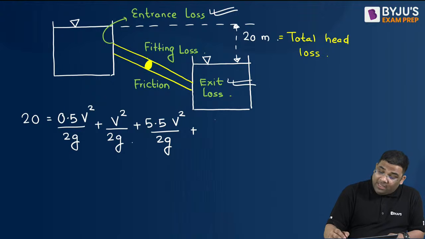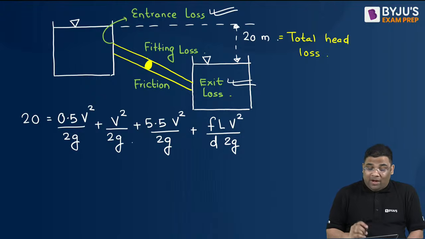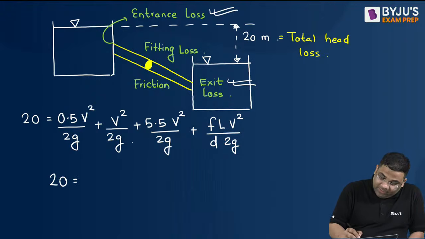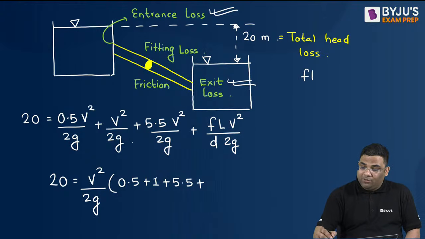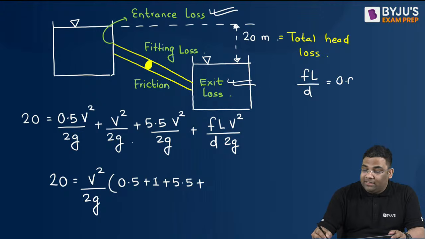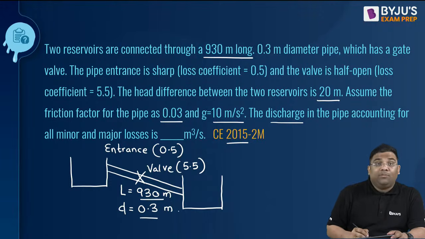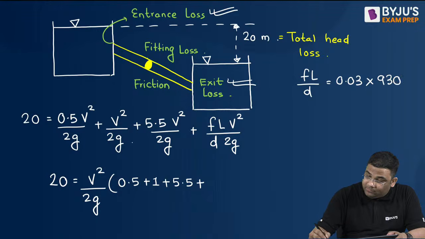The friction loss is what? fL v square by 2gD. Now you see, can you find out the whole expression in terms of v square by 2g? So this will be 20 is equal to v square by 2g times: first is 0.5, second is 1, third is 5.5. And the last one will be, what is fL by D? How much are you getting this? f is 0.03, length was given 930, right? It is given 930 and D is 0.3.